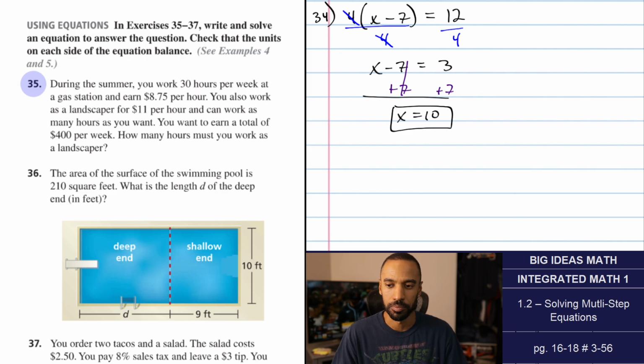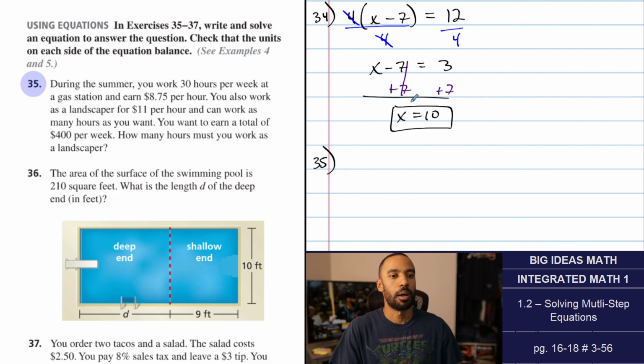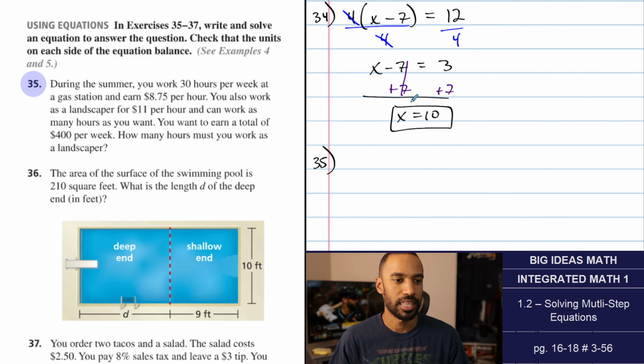We are now doing word problems and such. And we still have 22 problems to go. Number 35 to 37, write and solve an equation to answer the question. Check that the units on each side of the equation balance. Okay, this is something that we were bringing up before, right?